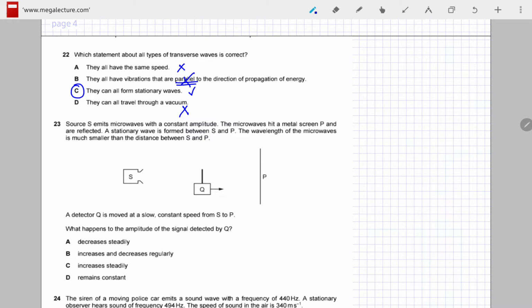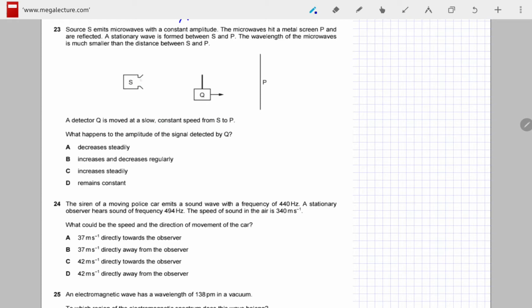Problem number 23, we have a source that emits microwaves with constant amplitude, right? So S is going to throw microwaves with constant amplitude, and these microwaves are going to hit this metal screen P and they are reflected back, and therefore a stationary wave is formed between S and P. The wavelength of the microwaves is much smaller than the distance between S and P, right? So lambda is very small compared to the distance between S and P. A detector Q is moved at a slow constant speed from S to P. What happens to the amplitude of the signal that is detected by Q?